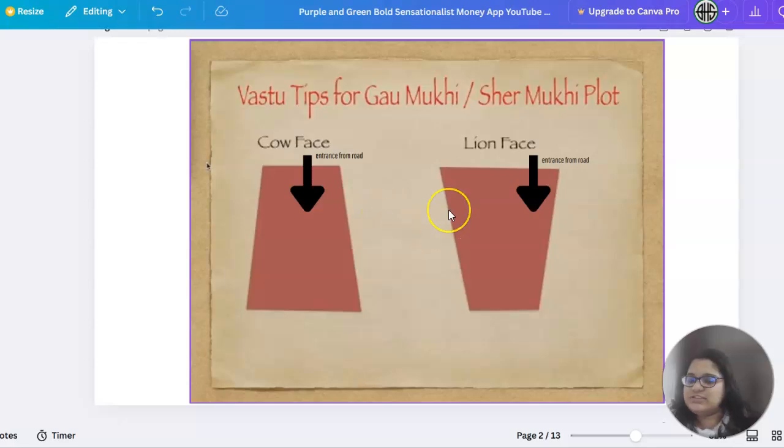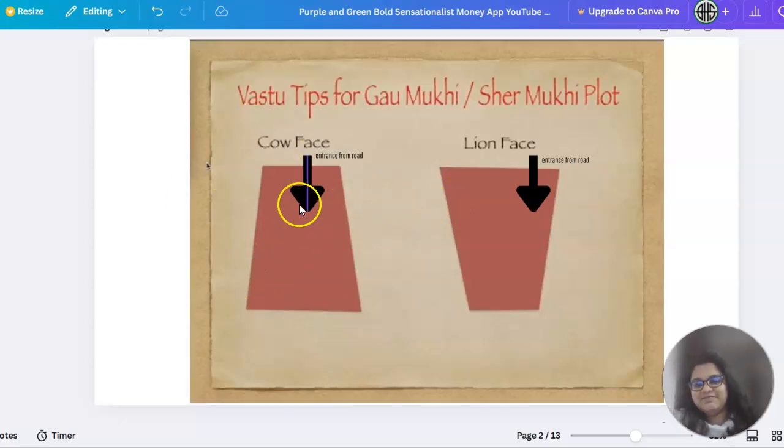So these are the two most debated plots that we have, and to understand whether they're inauspicious or auspicious, many people have many logics behind this. But let us try to break down today what is the right approach to both the sides, and which one is auspicious and which one is inauspicious. So the first thing that we will consider today is your cow face plot or your Gaumukhi plot.